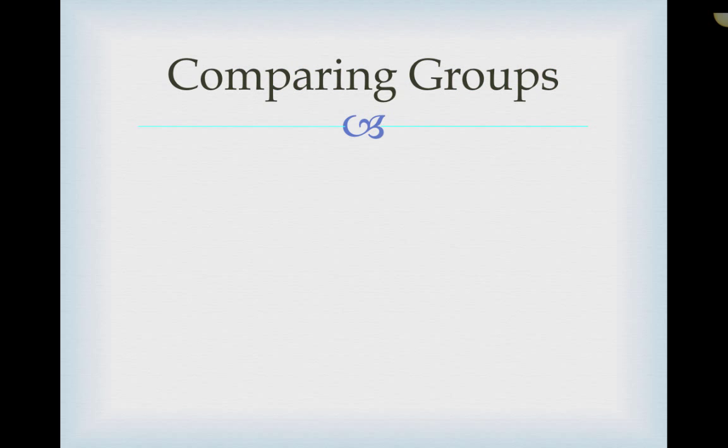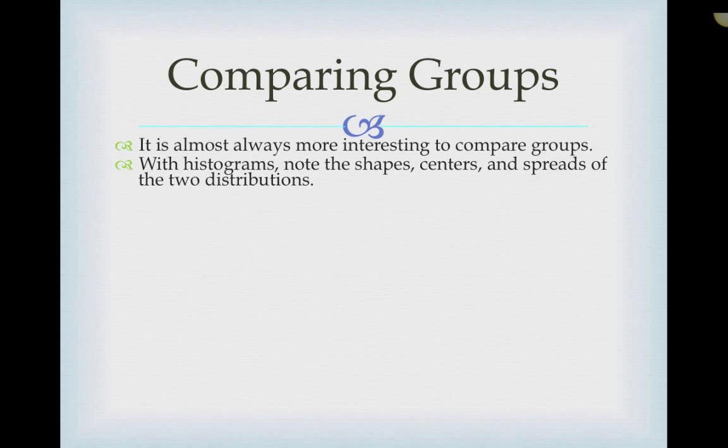Comparing groups is often more interesting than just looking at one set of data. When you're using histograms or box and whisker plots, you always need to note the shape, the center, and the spread of the two distributions. Now, when you're doing this, it's not enough to list the distribution of group A is this, the distribution of group B is this. You're not comparing anything. So to compare the distributions, you actually have to make comparative statements.